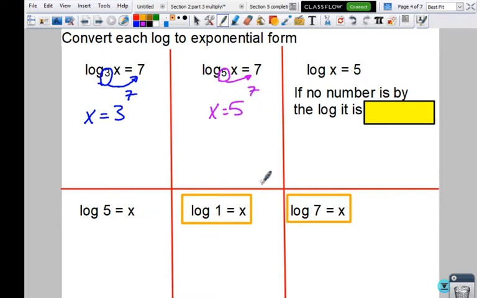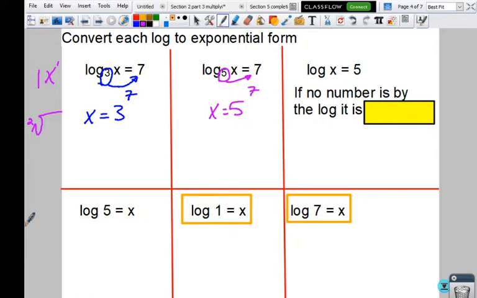So, when we look at these, if there is no base on this log, this is log of x equals 5. You know how if you have an x, what's the exponent on it? 1. If you have a square root, what's the index? 2.